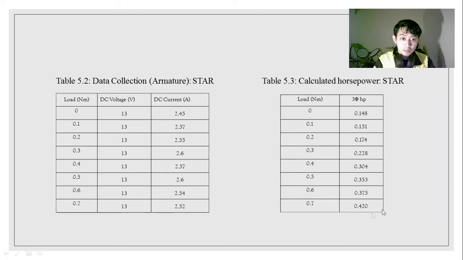Okay, this is because we know that it is related to the power, and the power in the previous table, which is table 5.1, increased when the load increased, so that's why the horsepower will increase as well, right? So that's all for activity 6.